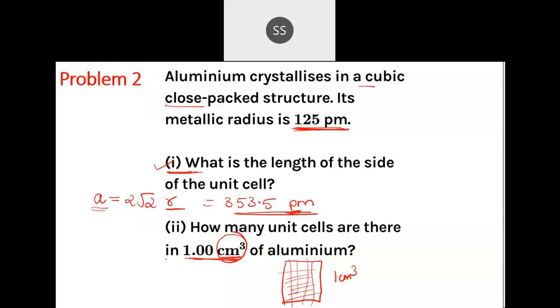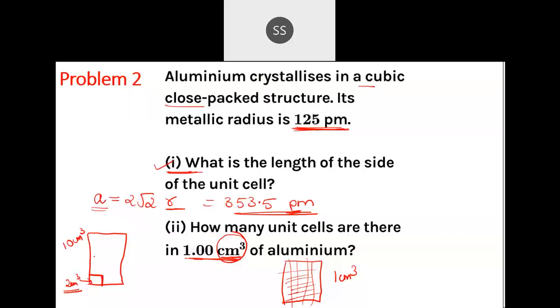Now to calculate this, I will give you one simple example. Imagine if I have a chocolate bar with me, and the total volume of this chocolate bar is around 10 centimeter cube. And if I tell you that one small piece of it is 2 centimeter cube, can you tell me how many pieces I will be having in this chocolate bar?